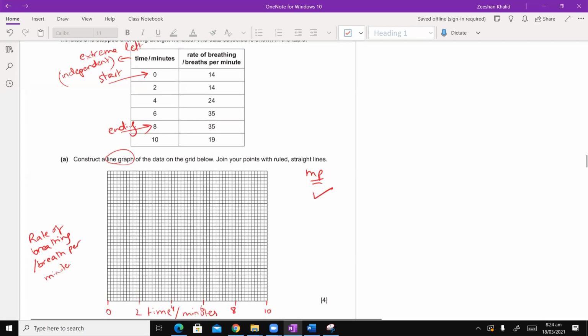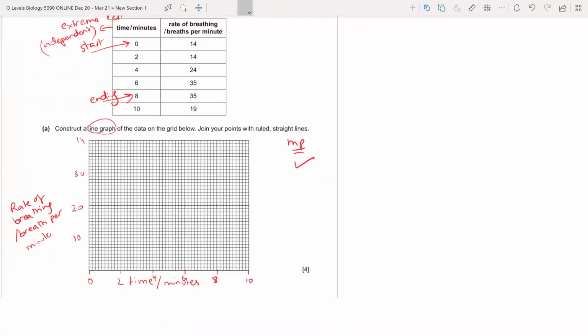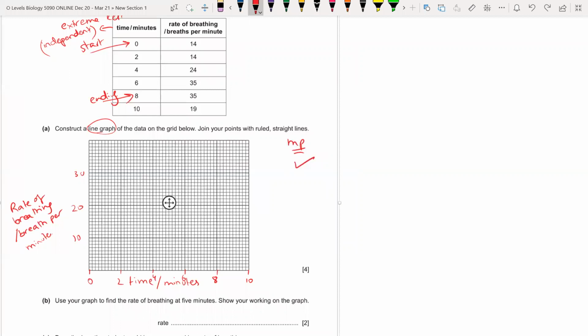And as for the y-axis, you can clearly see that it is not starting from 0. It is starting from 14. I can use a breakpoint line, but even if I don't do that and I'm using a good space of the graph, that should be sufficient. So the maximum value is 35. So maybe what I can do is I can say that this is 10, this is 20, this is 30, and this is 40. Oh, I'm sorry. And this is 40, okay?